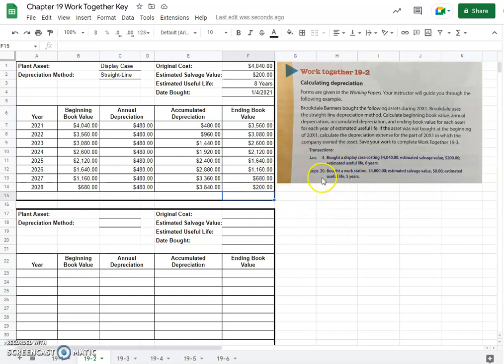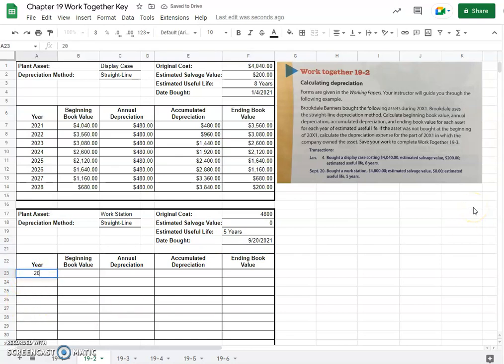Okay, second one, September 20th, we bought a workstation on straight-line depreciation. The original cost was $4,800. The estimated salvage value is 0 at the end. And it's supposed to have 5 years useful life. And we bought it on September 20th, so 9/20/2021.